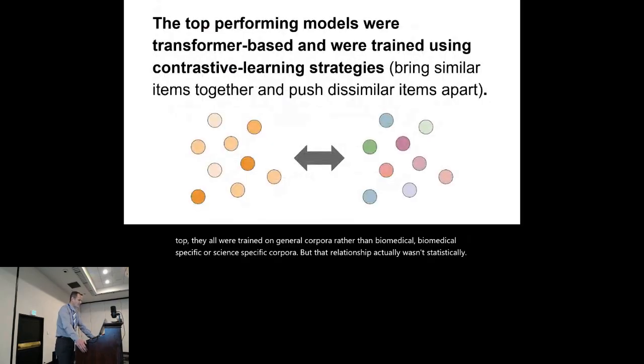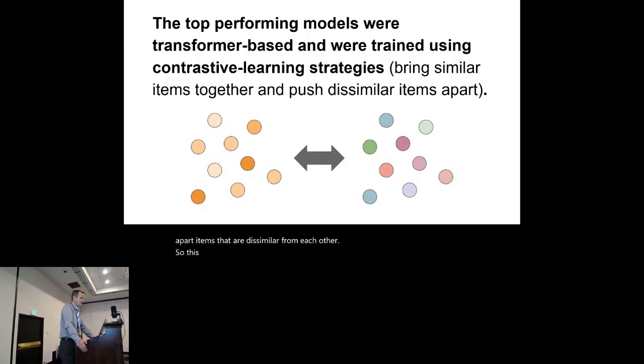The top 3 performing models, we'll focus on those mostly here. They were all transformer-based models, and they were all trained using contrastive learning strategies. Essentially the idea is that it uses labels, generated using either a supervised or a self-supervised approach, to push together items that are similar in a vector space and push apart items that are dissimilar from each other. So this was one commonality across the models that tended to perform the best.